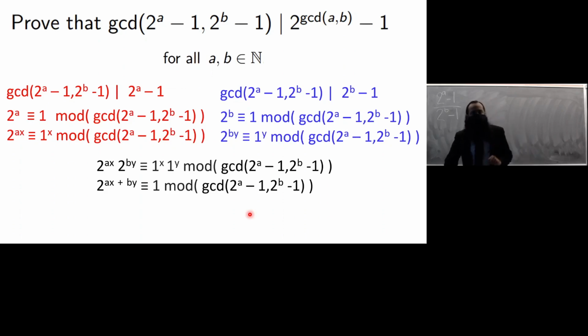Okay, you've already answered one, so let's get someone else. We have that 2 to the ax plus by is congruent to 1 mod m, where this is m. Why does that mean that this huge thing divides 2 to the GCD of a and b minus 1? Why is that the case?